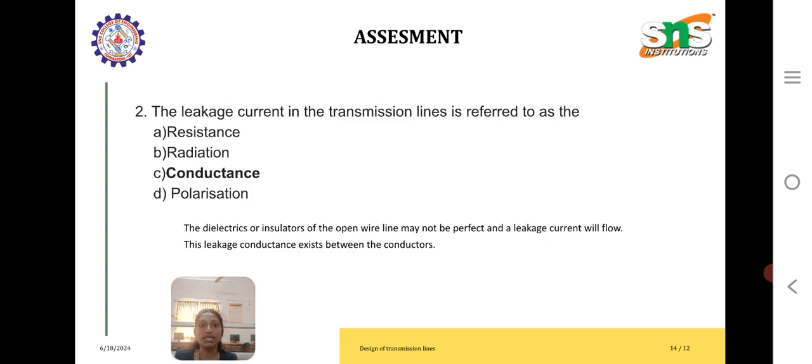And the leakage current in the transmission line is referred to as conductance. The dielectrics or insulators of the open wire line may not be perfect, so a leakage current will flow. This leakage conductance exists between the conductors.